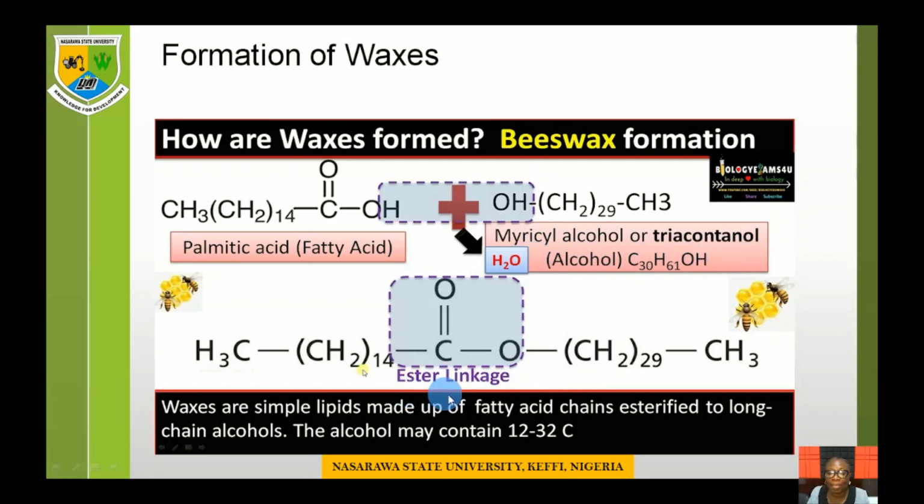Now, the ester linkage is formed. I've told you that ester linkage is formed between a carboxylic acid and an alcohol. So this is the ester linkage that is formed, and this is an example of waxes. So waxes are simple lipids made up of fatty acid chains esterified to long chain alcohols, and the alcohol may contain 12 to 32 carbon.